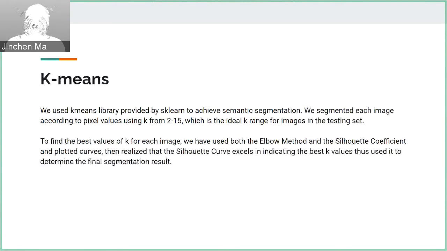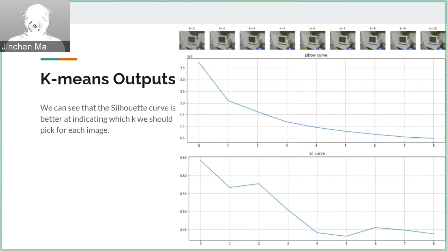We used the k-means library provided by sklearn to achieve semantic segmentation. We picked k values from 2 to 15, which is the ideal k range for images in the testing set. To find the best values for k, we used both the elbow method and the silhouette coefficients and plotted their curves. Then we realized that the silhouette coefficient is better at indicating the best k values, thus used it to determine the final segmentation result. Those are the sample outputs of the k-means algorithm. We can see that the silhouette coefficient is better at indicating which k we should pick.